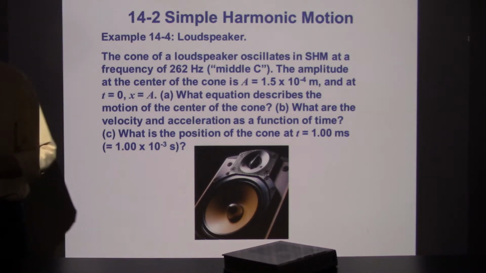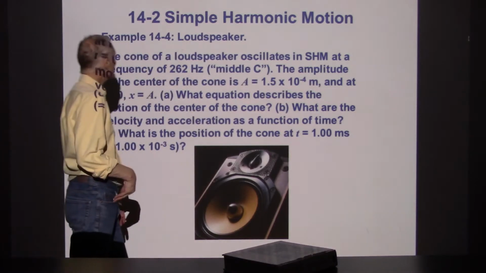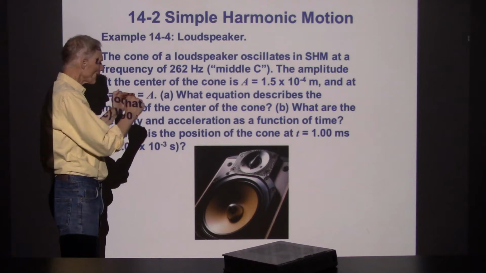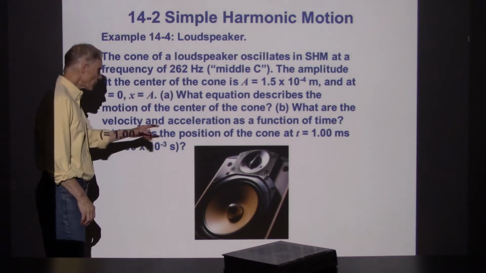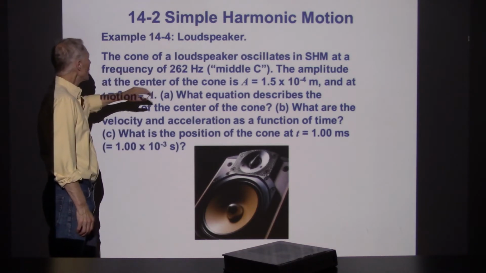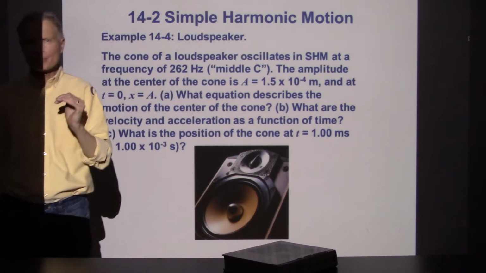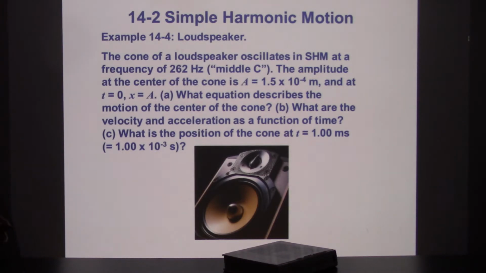Okay, another very similar example here is with a loudspeaker. So we've got a speaker set up here, and the diaphragm in the speaker oscillates back and forth, and we use that to generate sound in the air. So mechanically, or using magnetic forces, we can oscillate the speaker diaphragm back and forth. Now it says here we're going to have a frequency of 262 hertz. That's middle C on, you know, the piano or whatever, some musical instrument.